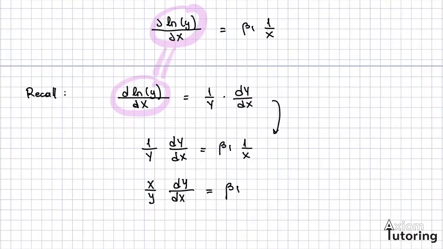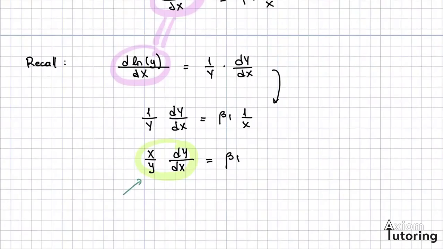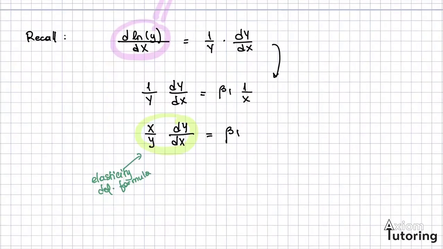we're going to finally get that x over y dy over dx is equal to beta 1. And this is the key moment we were waiting for to end this proof, because notice in here, the left-hand side, so this x over y dy over dx, that is literally the definition of elasticity. Which means that the elasticity is equal to beta 1. All right, so the slope coefficient is literally the elasticity.